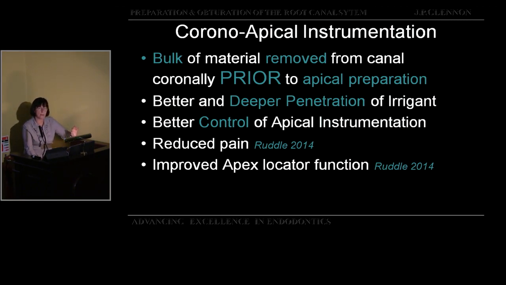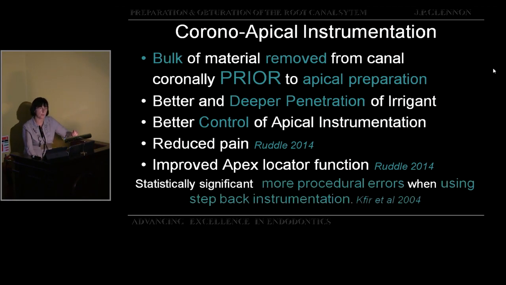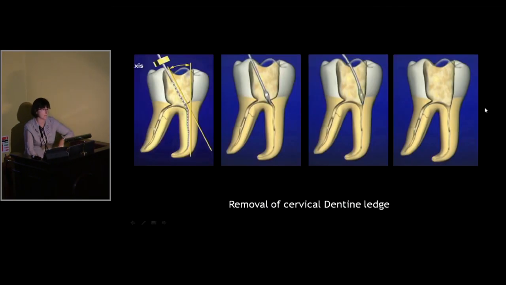You also get better tactile feedback in your instruments when you do that. Cliff Ruddle would say that there is less pain because there's less contaminated material pushed through the apex, and your apex locator readings can be much more reliable. If you look at the research, when instrumentation is done apically before coronal, i.e. what we used to call original step back, there were more procedural errors because we couldn't remove the dentine debris.